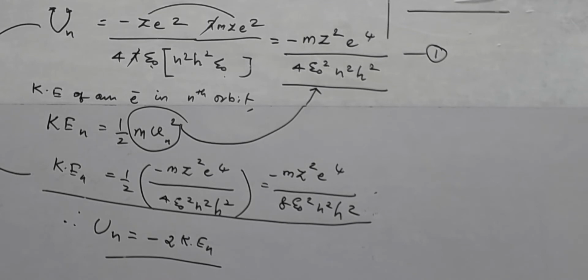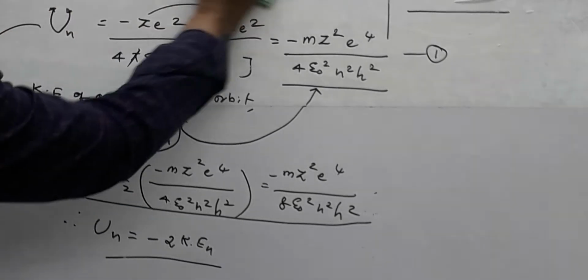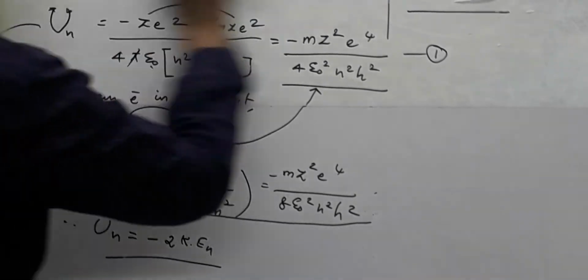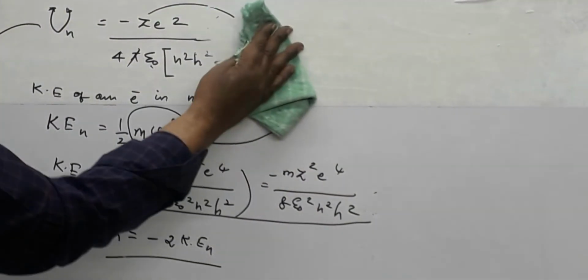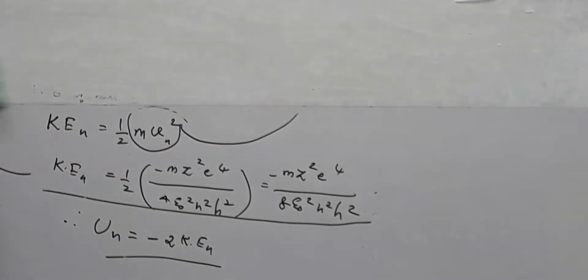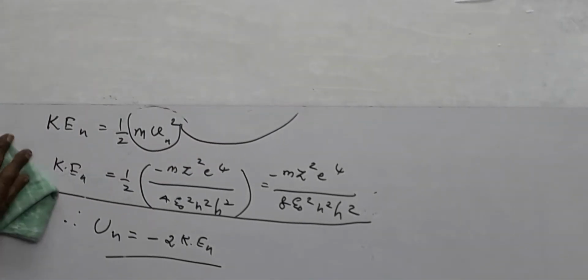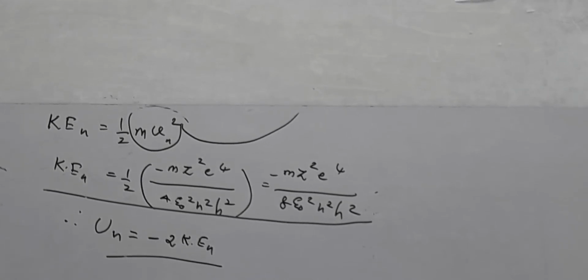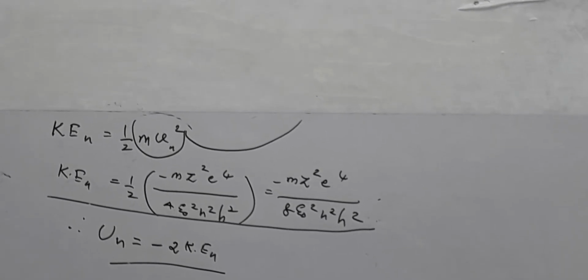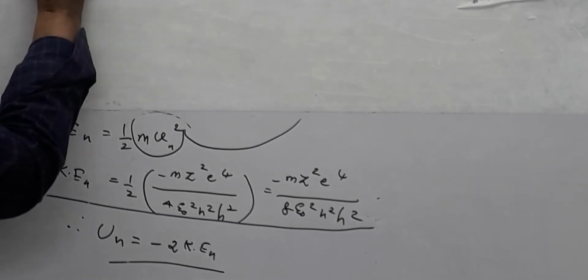Now we want to find out the equation for the total energy. We want to find out the total energy of an electron in the nth orbit. Then we have to add both the equations.